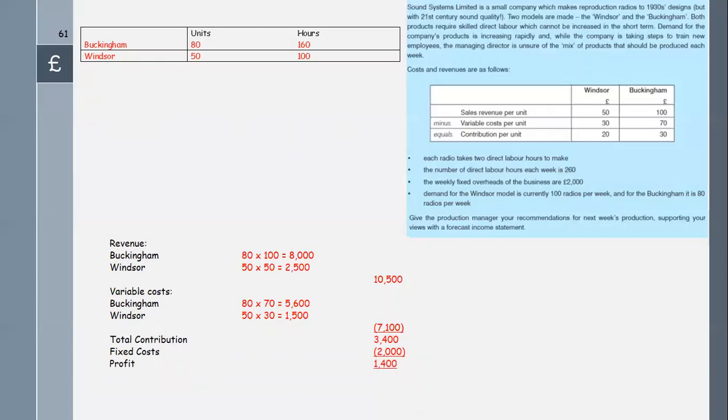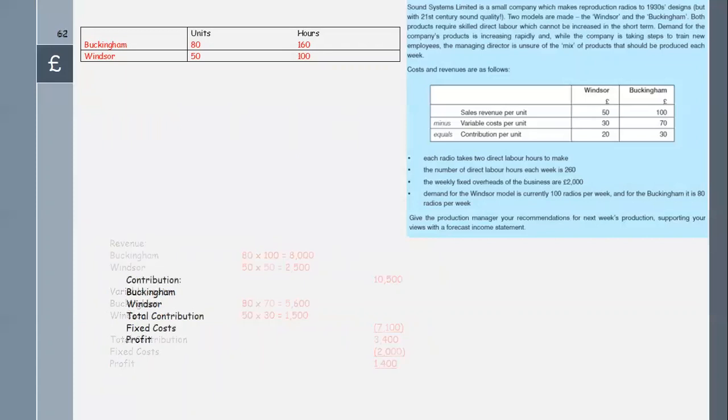Now, we can set out the income statement slightly differently. However, if you're used to this way, stick with this way. The other way is a bit quicker because it already uses the contribution per unit that we're given in the question, 20 and 30, as you can see in the table. Buckingham's contribution was 30 and we're making 80 of them, so 80 times 30. Windsor's contribution per unit was 20 and we're making 50 of them, so 50 times 20. Add them up, 3,400, the same total contribution as before. Then it's the same as before: take away the 2,000 to get £1,400 profit for that week.